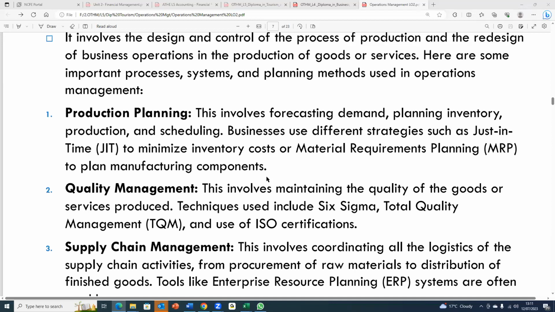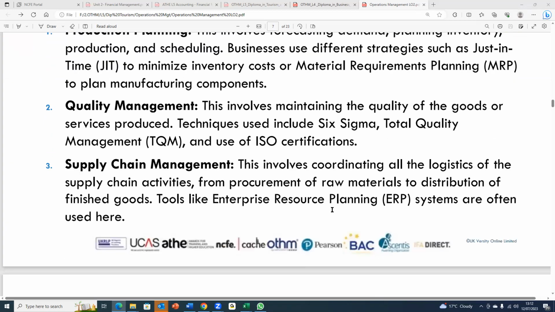Quality management, you can use TQM, total quality management. TQM, you must have heard this concept of TQM. There is ISO certification, International Organization for Standardization, or techniques including Six Sigma or total quality. These are some of the systems, okay, or planning requirements. Supply chain, SC, or SCM, which is supply chain management, or ERP, which is enterprise resource planning, or MRP. These are also materials requirement planning.